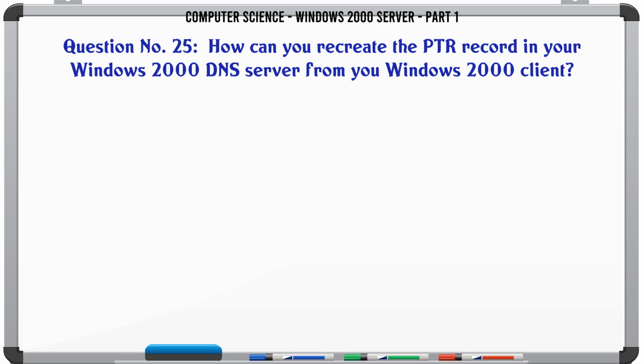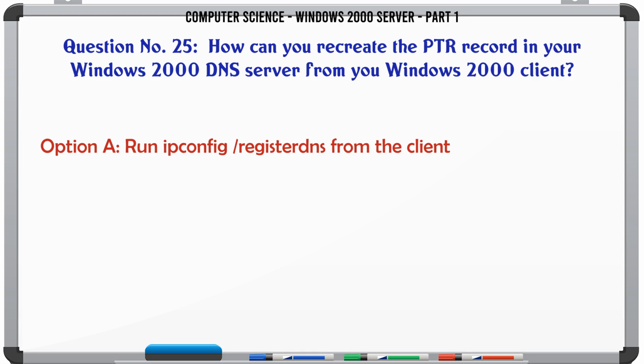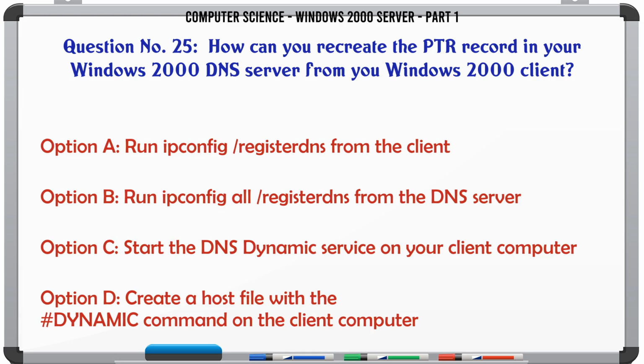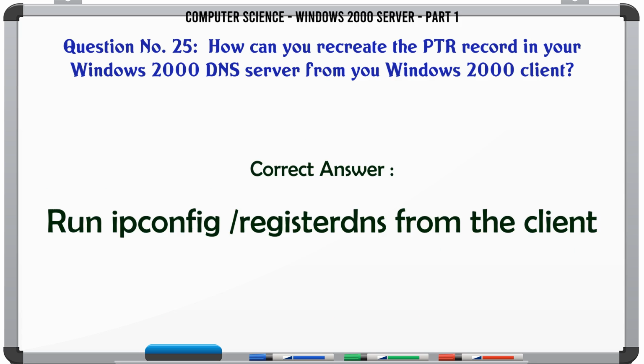How can you recreate the PTR record in your Windows 2000 DNS server from your Windows 2000 client? A. Run ipconfig /registerdns from the client. B. Run ipconfig /all /registerdns from the DNS server. C. Start the DNS Dynamic service on your client computer. D. Create a hosts file with the dynamic command on the client computer. The correct answer is: run ipconfig /registerdns from the client.